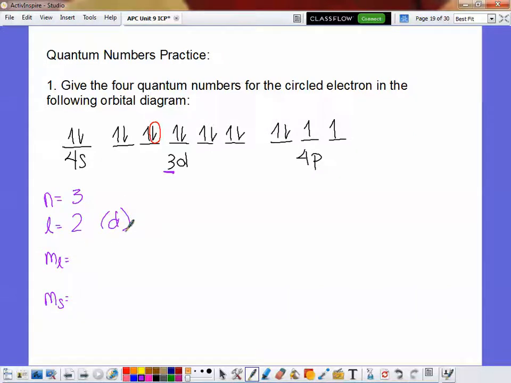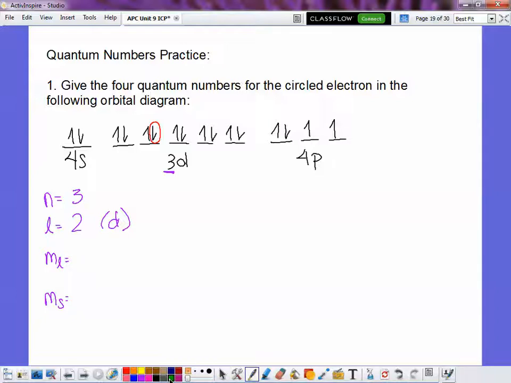M sub L, this is, like I said, the one that's the hardest to understand. Remember, M sub L is going to be anywhere from negative L to positive L. So our possible numbers for M sub L would be negative 2 up to positive 2. From negative 2 to positive 2, how many individual numbers are there? 5. Negative 2, negative 1, 0, plus 1, plus 2.